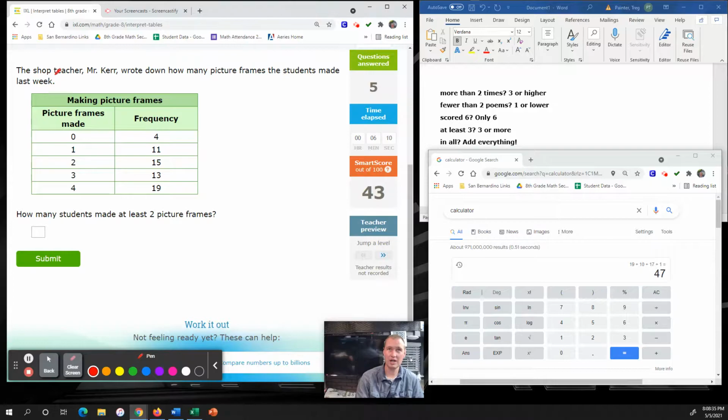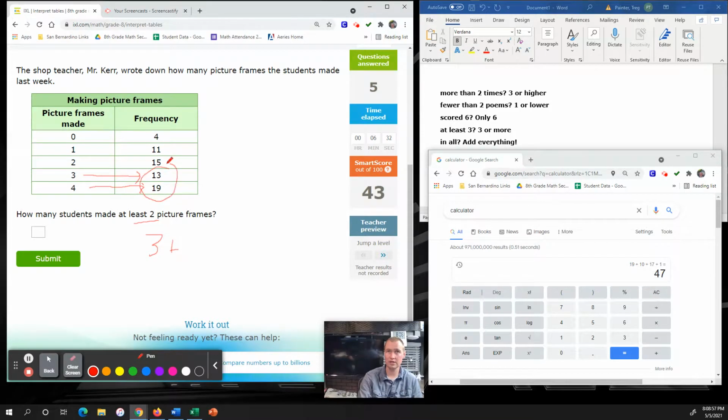All right. The shop teacher, Mr. Kerr, wrote down how many picture frames the students made last week. How many students made at least 2 picture frames? Ooh, I said the word fewer. At least means 3 or higher. So there's a 3, and a 4 is also 3 or higher.